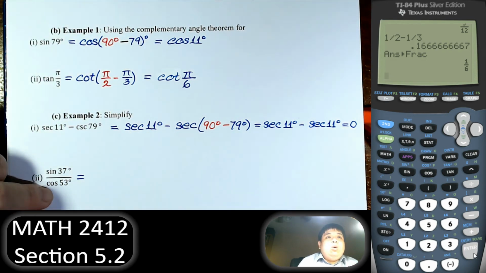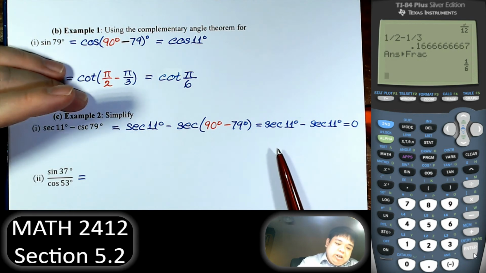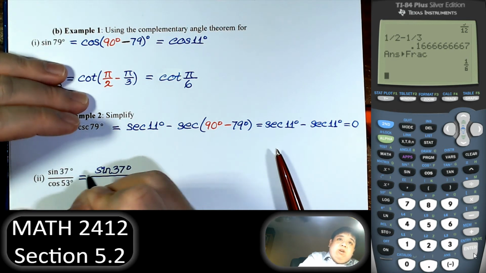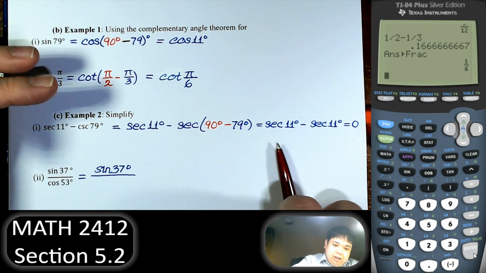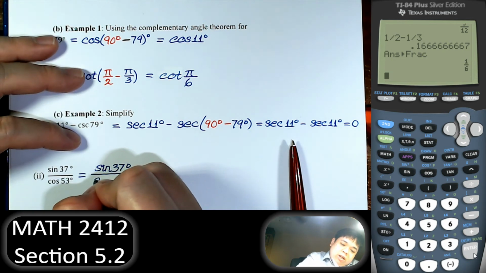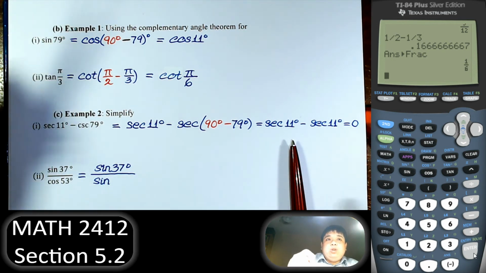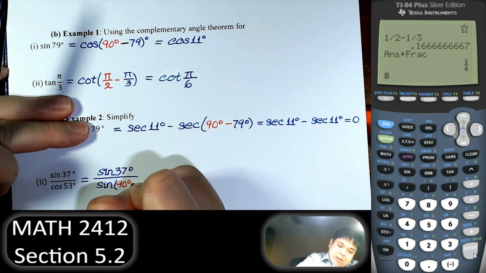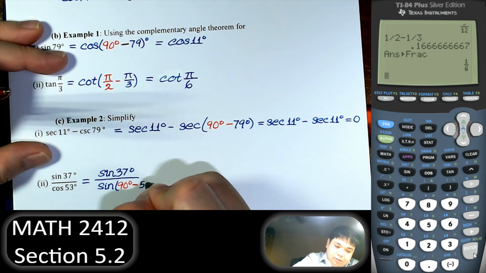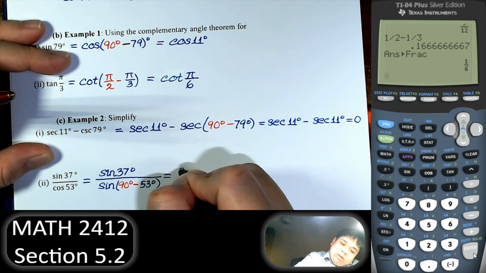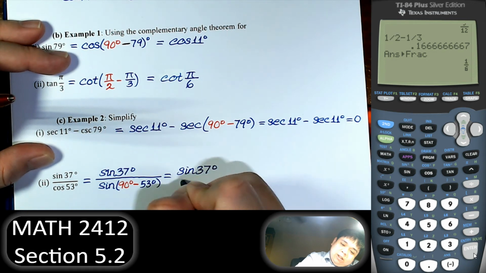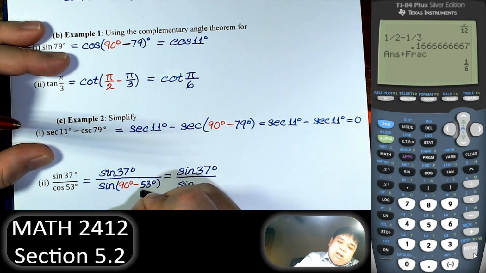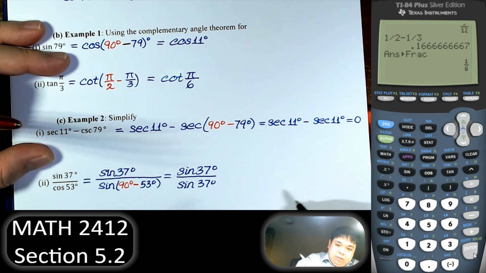Now sine over cosine. Sine and cosine are co-functions of each other. So if we just want to keep one of them and convert the other, from cosine to the co-function of cosine, which is sine, we have to subtract from 90 degrees. So we have sine of 37 degrees over sine of 37 degrees, and that equals 1.